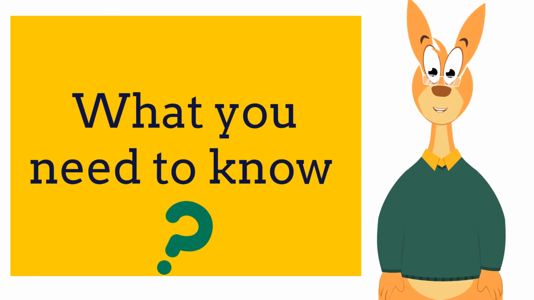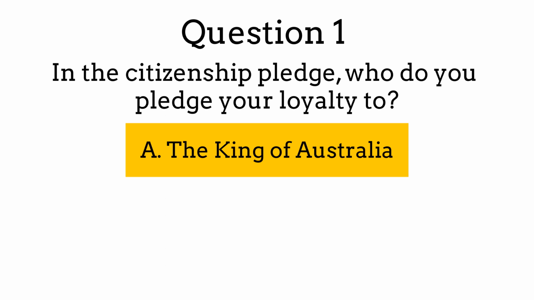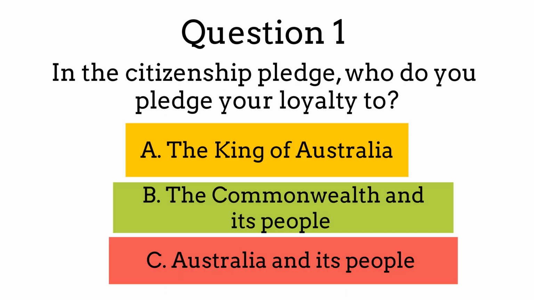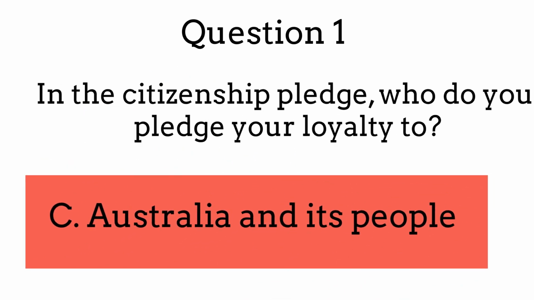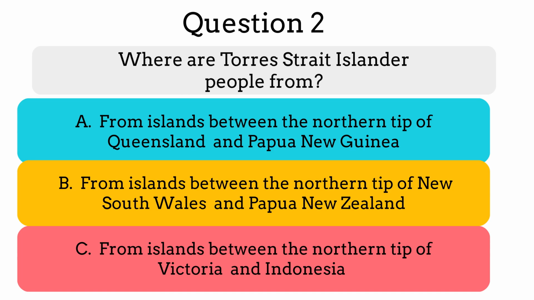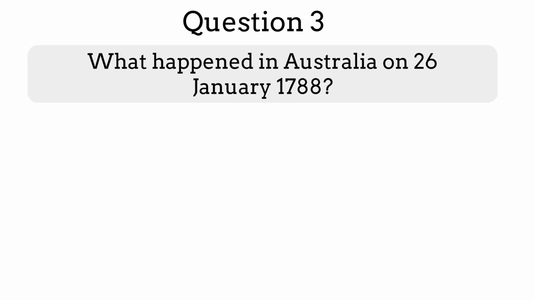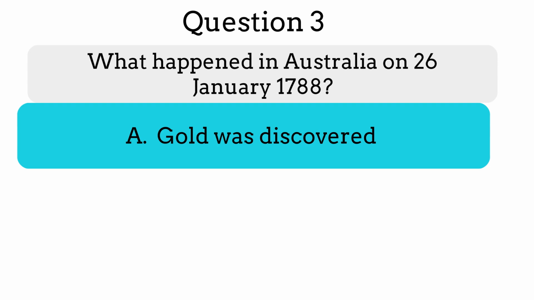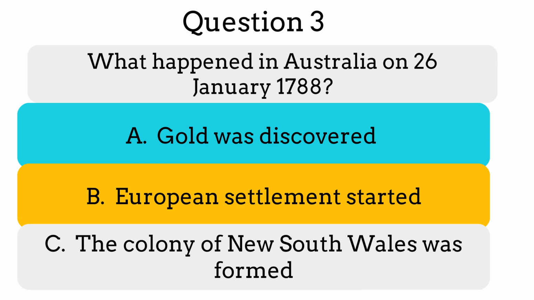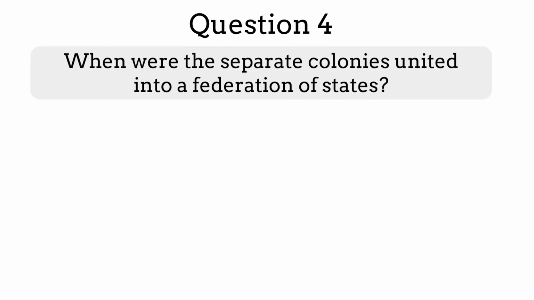What you need to know. In the citizenship pledge, who do you pledge your loyalty to? Where are Torres Strait Islander people from? What happened in Australia on the 26th of January, 1788? When were the separate colonies united into a federation of states?